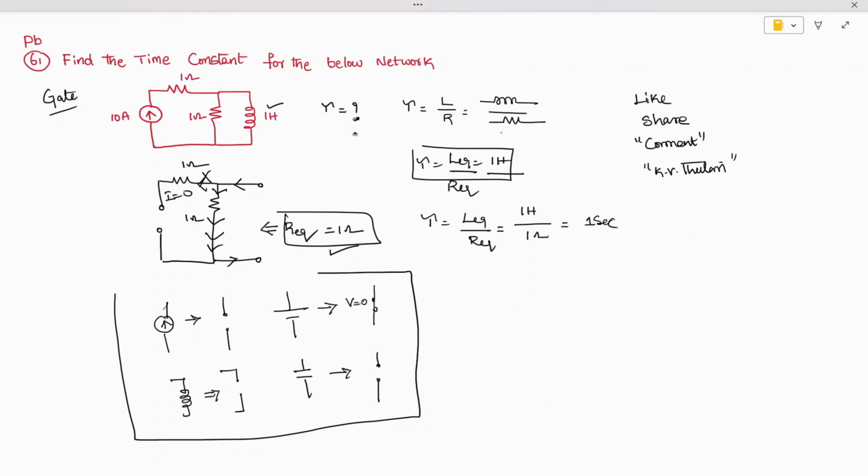If you understand this technique, you can solve any category of problem like this, finding the time constant for the networks.